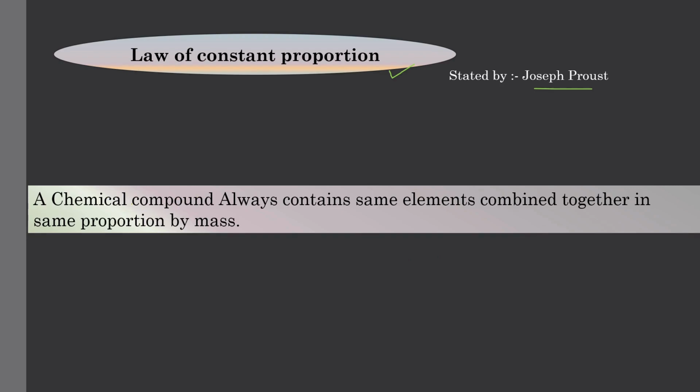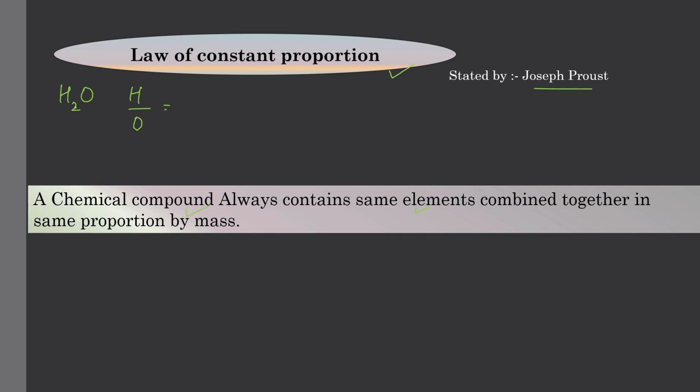Here it is given to us a chemical compound. So we'll take the compound water. They always contain the same elements. So if I'm taking water from your home, water from the river, rainwater, or from the ocean, or from anywhere, the water that is formed is always made up of hydrogen and oxygen. And also they combine in the same proportion by mass, which means if I take the ratio of hydrogen to oxygen, that is constant, whatever source of water we are having, it does not matter.